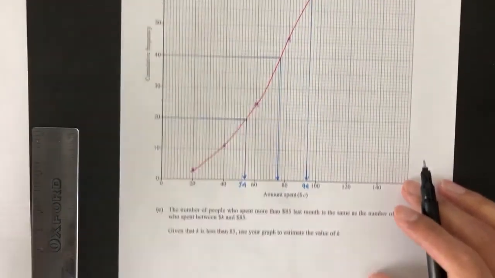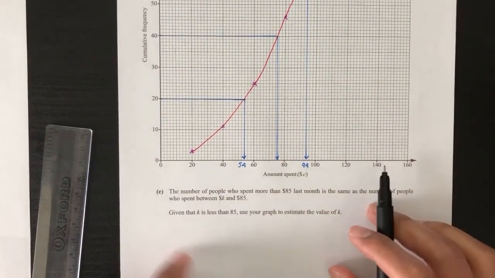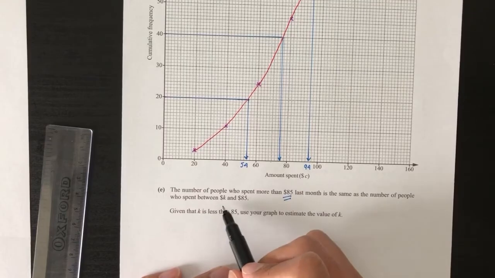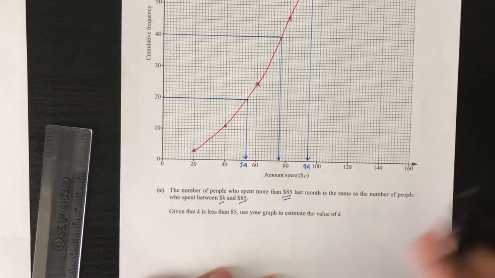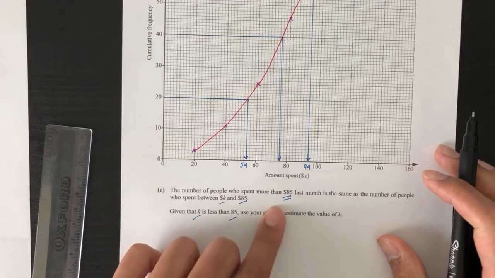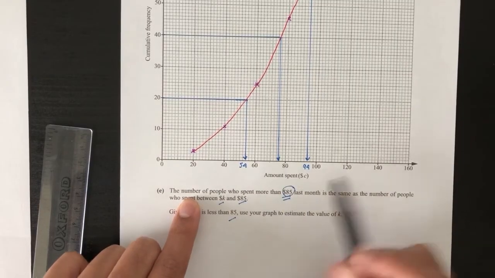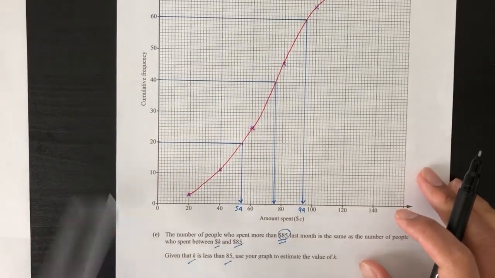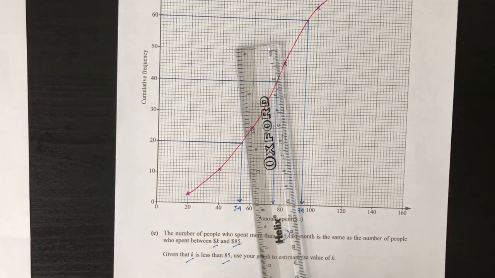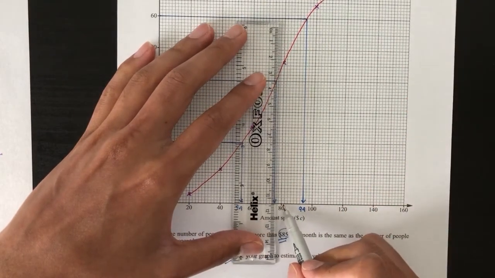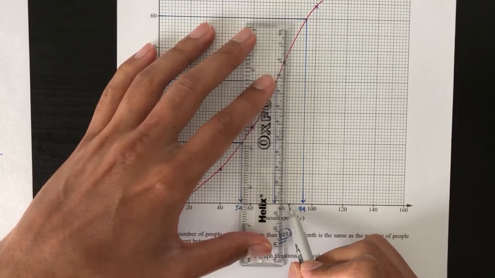And moving on to part E, it says that the number of people who spent more than 85 last month is the same as the number of people who spent between K and 85. Given that K is less than 85, use a graph to estimate. So let's first find out how many people spent more than 85. So 85 will be, this is dollars spent, 85 will be in between. So let's use red. So 85 will be, this is 90, 85 will be here.